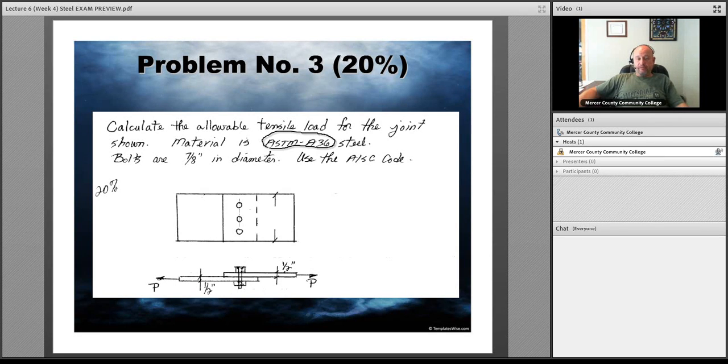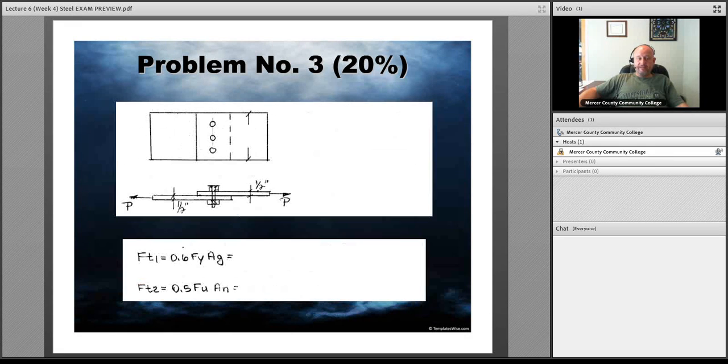So what are we going to do? All we're going to do is plug into FT1 and FT2. Here's the equation for FT1. Here's the equation for FT2. If we want to plug in for FT1, it's 0.6 because it's a constant, times Fy, which we just said in this problem is 36 kips per square inch, times Ag. That's as if this member breaks away from the holes. So what is Ag, or the gross area, going to be?